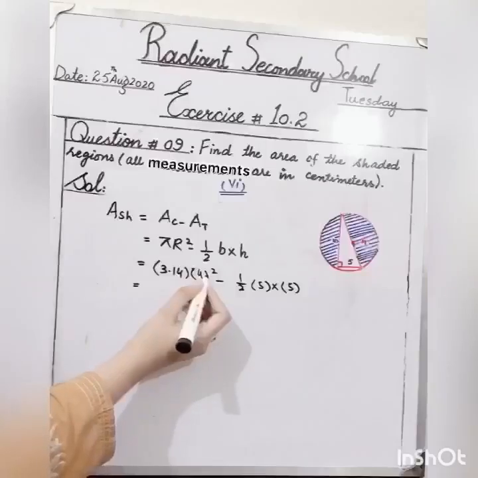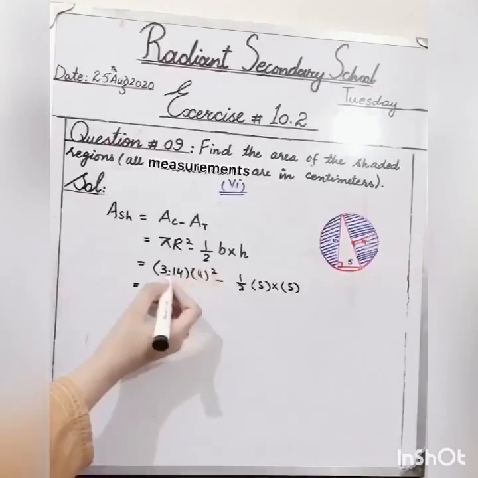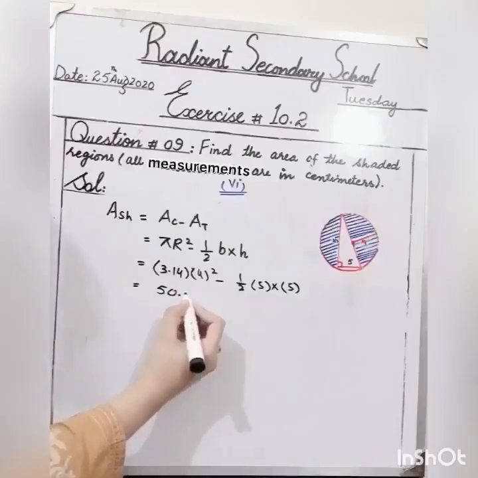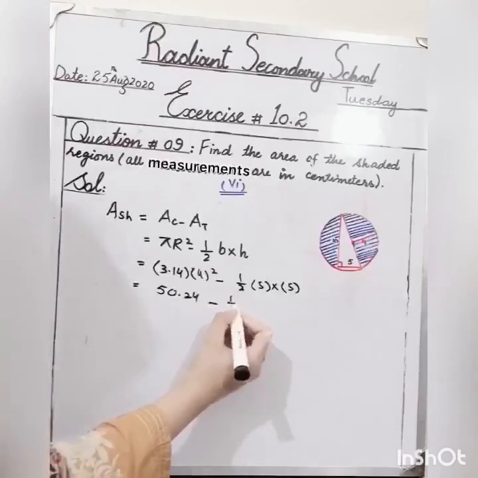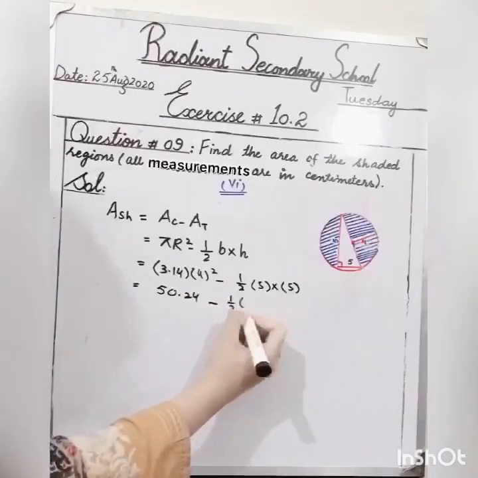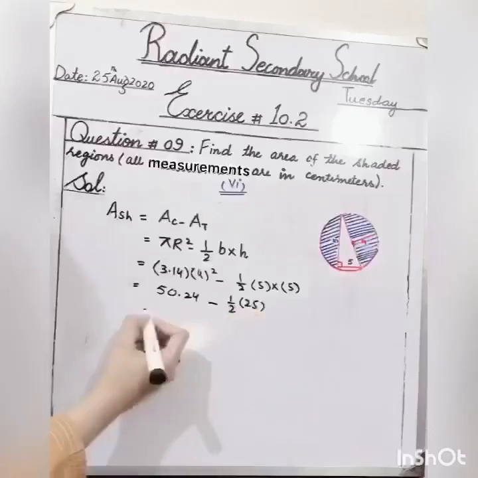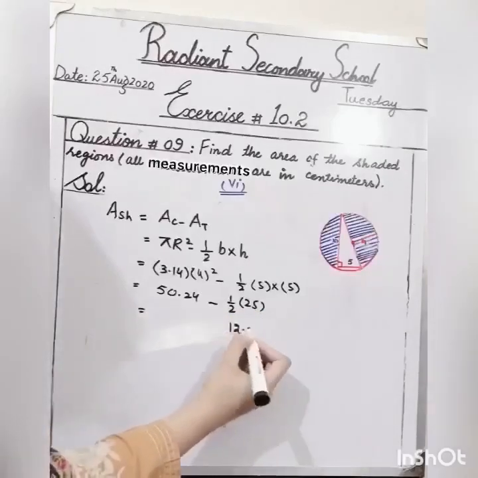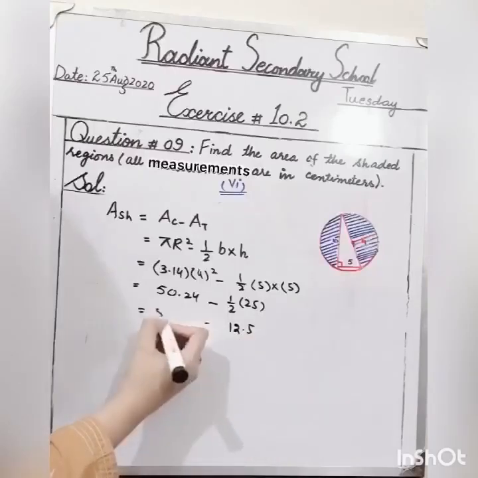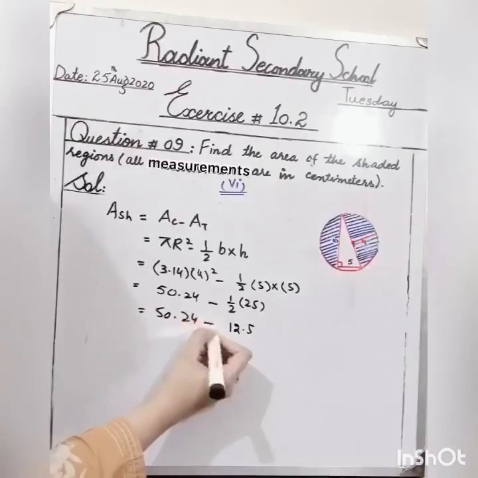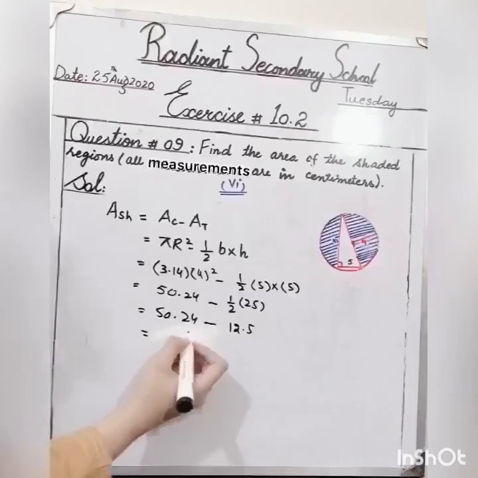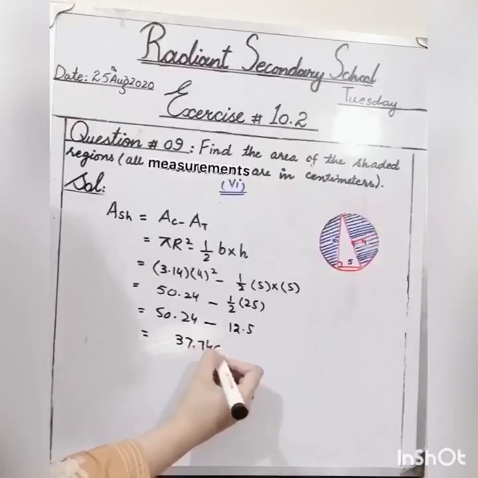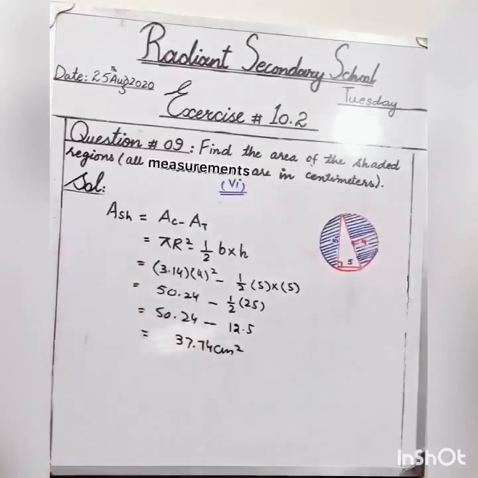So 4 square will be 16. 16 into 3.14 will be 50.24, minus 1 by 2, 5 fives are 25. So when you divide 25 by 2, it will be 12.5. So 50.24 minus 12.5 will be 37.74 centimeter square.